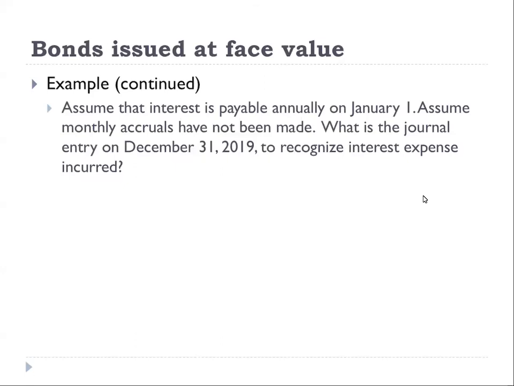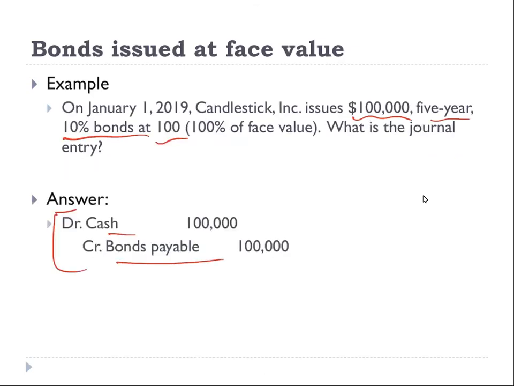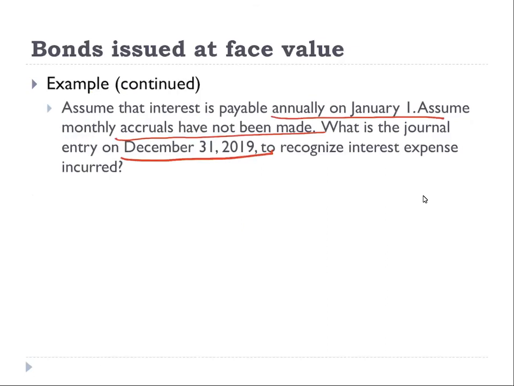Suppose the interest is payable annually on January 1st, and assume monthly accruals have not been made. What is the journal entry on December 31st to recognize interest expense? This bond is issued on January 1st, and now 1 year has passed. The firm hasn't paid that interest yet, but the investor has held this bond for 1 year. So the bond issuer has used that borrowed money for 1 year now. That's why they need to accrue the interest expense which has happened so far.